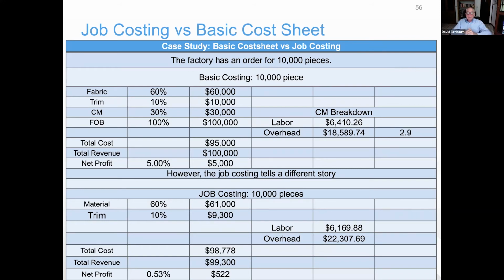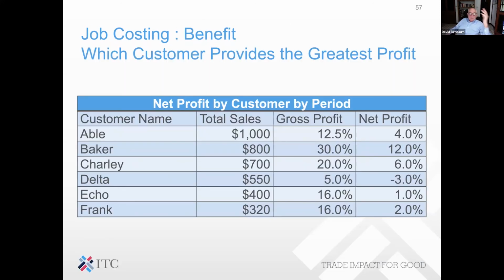The data was always there. You always had a chance to understand what's going on. The job costing is a vital tool to see how you're doing, but it is also a vital tool to understand how you are making money relative to your customers. You have 6 customers, and that was the net profit you made from each customer. And it tells you, I want to work with Baker guy, where I made 12%, and I don't want to work with Delta guy, where for some reason I lost 3%. The job costing gives you the basic data you need for this.